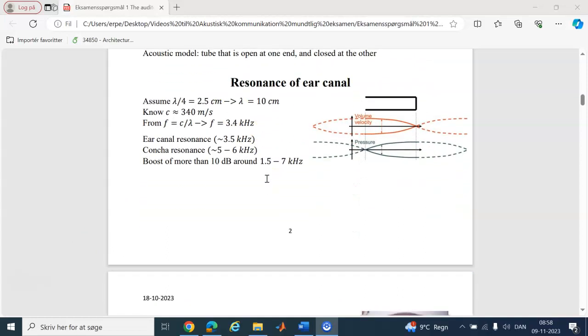So there is an ear canal resonance of about 3,400, or let us say 3,500 hertz, and the concha resonance also gives a boost of more than 10 dB in the frequency area of about 1.5 to 7 kilohertz. There's a boost.